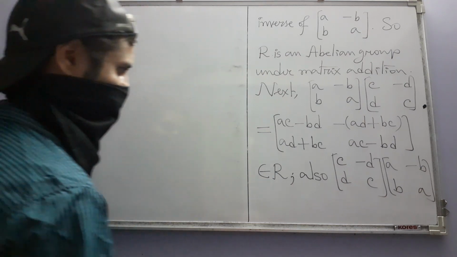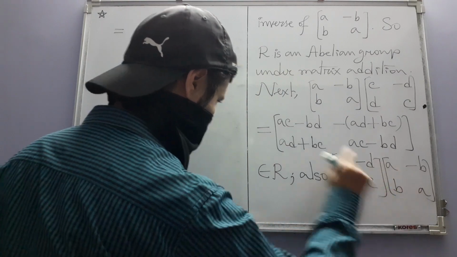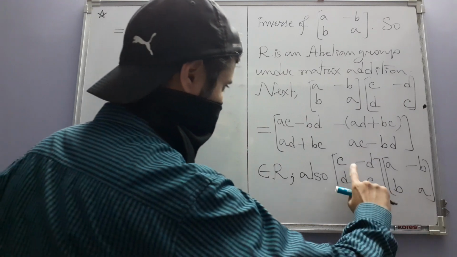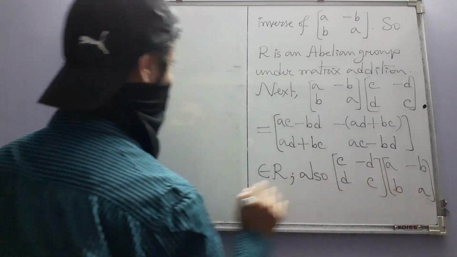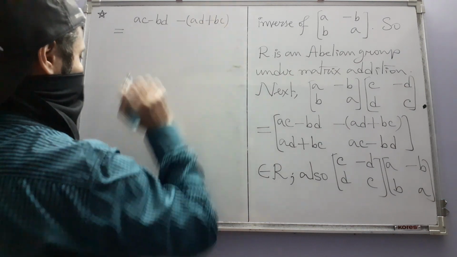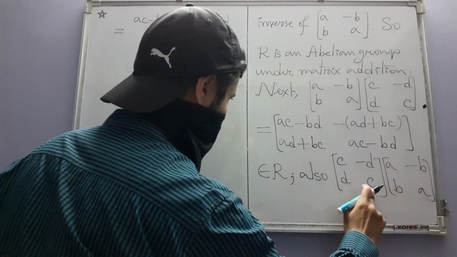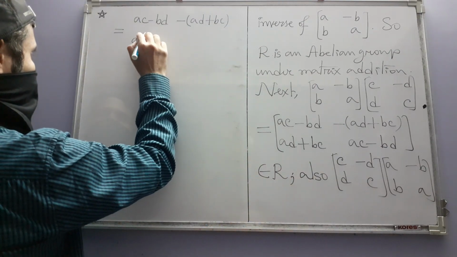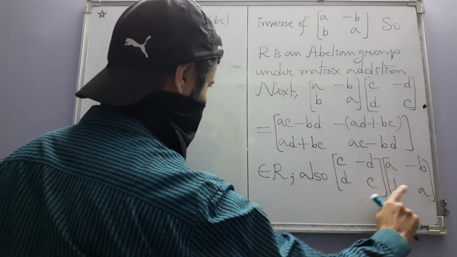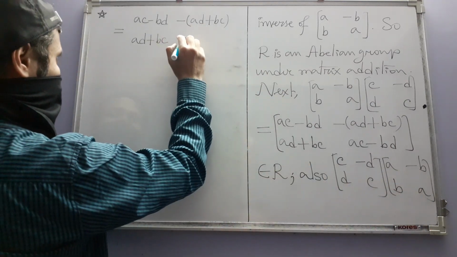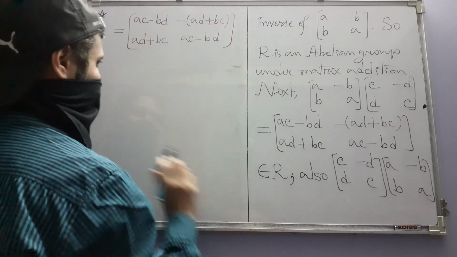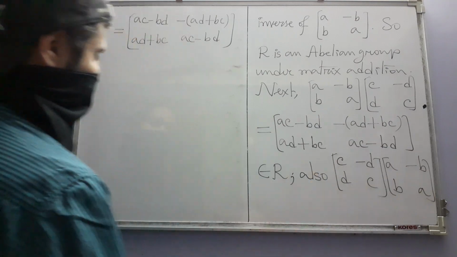AC minus BD, minus BC minus AD, that is minus of AD plus BC, and minus BD plus C, that means AC minus BD again. So you can see that they are actually equal, this times this and this times this.